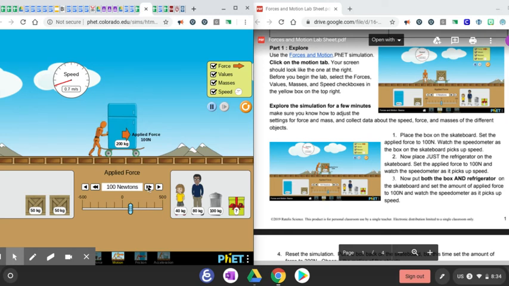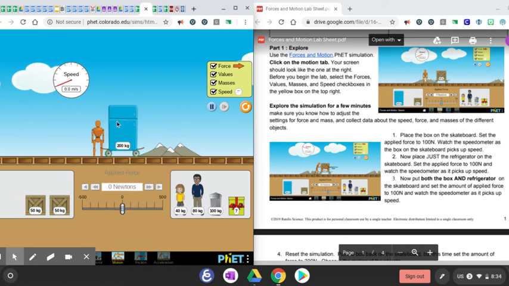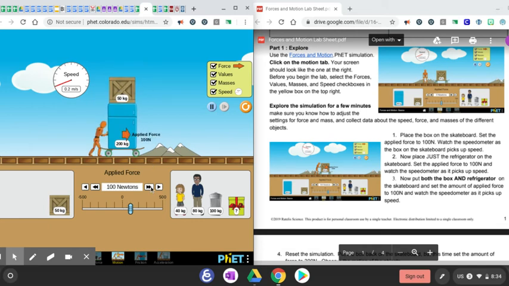And then it asks to put both of them on there. And again, apply the same amount of force and see what happens to the speed. So that's even slower. And then it asks you to set the force to 300, reset the simulation again, and put any two objects you'd like and a force of 200, and then answer the questions down here. Part two.